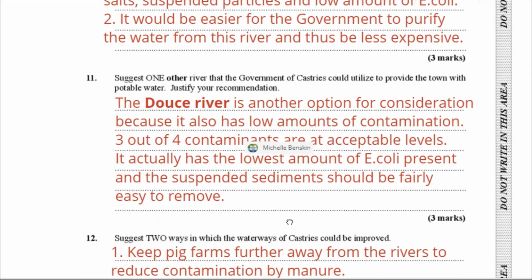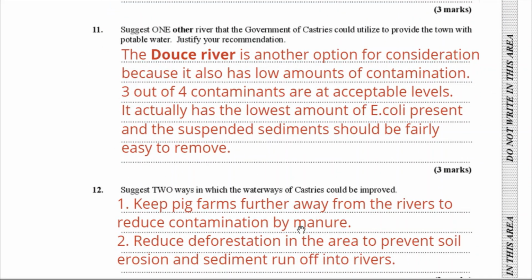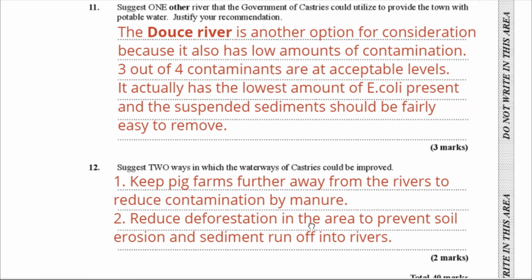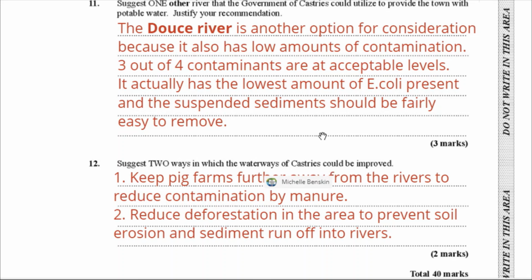And then the final question, question 12, it says, suggest 2 ways in which the waterways of Castries could be improved. So first of all, keeping the pig farms further away from the rivers. So you can literally go back to the beginning of the case study and source the issues, what the problems are, and then come up with some kind of suggestions, solutions for improving the actual rivers. So the first one that comes to mind is making sure that the pig farms are not so close to the rivers so that the manure doesn't easily get into the river.